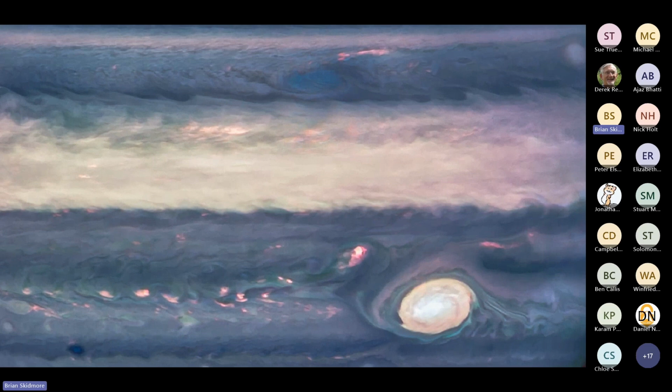And if I zoom in, I can just show you some of the exquisite resolution that James Webb is showing. This is very dynamic. It's constantly moving, eddies, orbs pop in and out of existence continuously, except the great red spot, which has been around for several centuries, although it is shrinking.